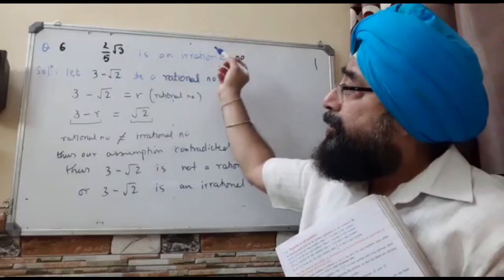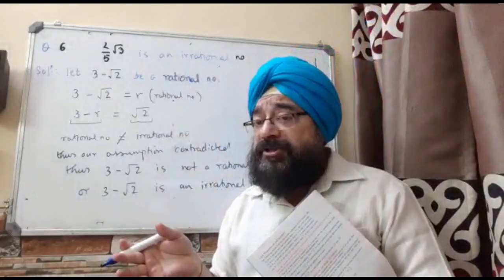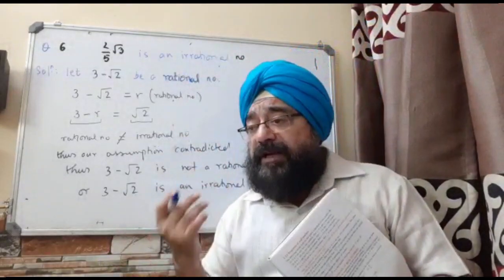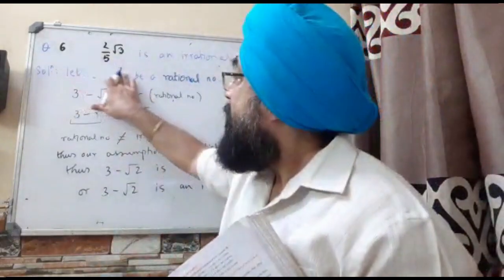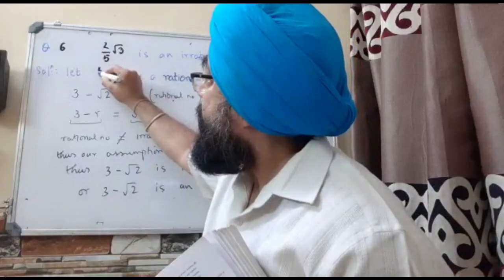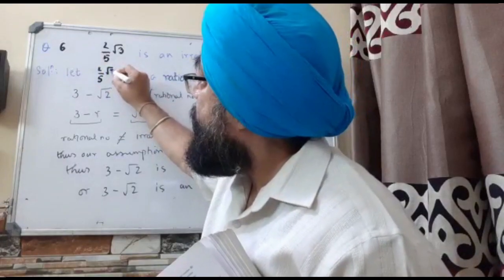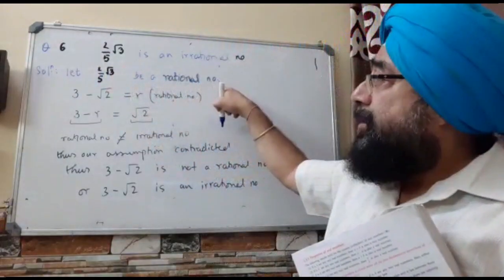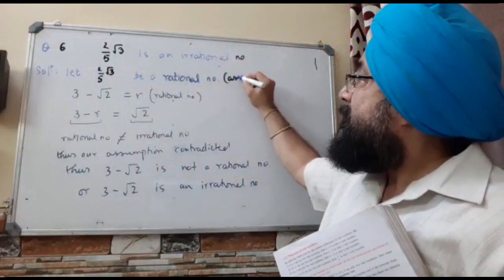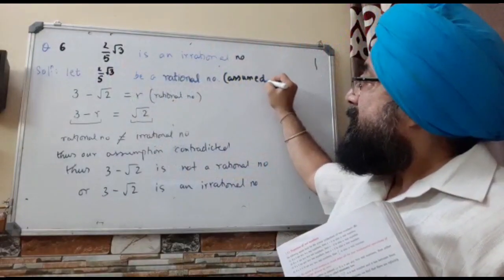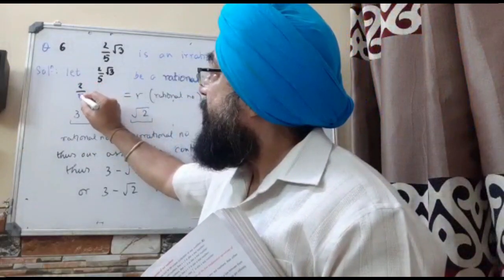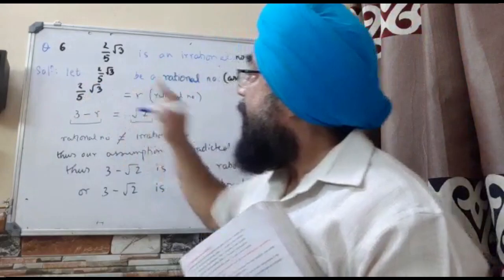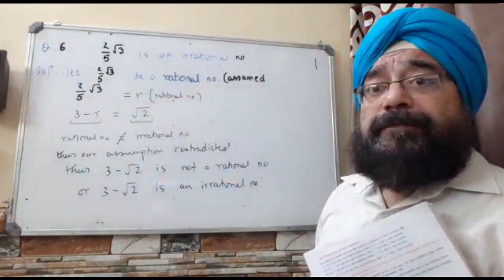So how to prove it? We can prove it by the method of contradiction. What is that? We have to prove it an irrational number, so I will assume it as a rational number. So I've assumed 2 over 5 root 3 to be a rational number. Thus, what can I say? I can say 2 over 5 root 3 is equal to R, where R is a rational number.